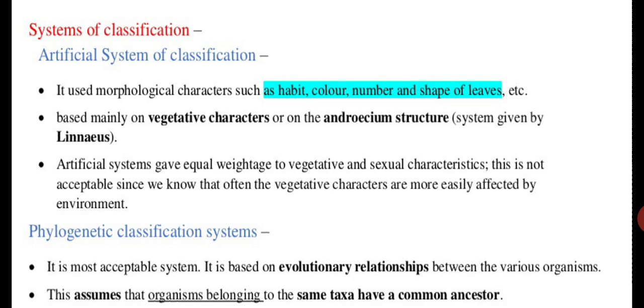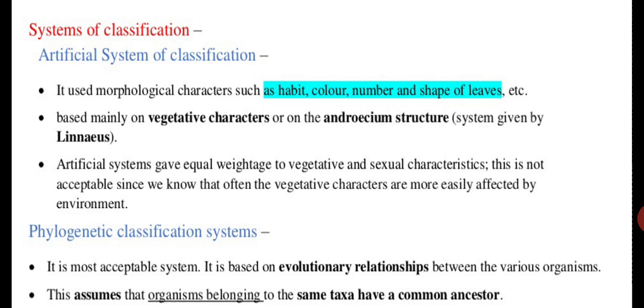Number one, there is the artificial system of classification. It uses morphological characters such as habit, color, number and shape of leaves, etc. It is based mainly on vegetative characters or on the Androecium characters, and the system was given by Linnaeus. The artificial system gives equal weightage to the vegetative and sexual characteristics. This is not acceptable since we know that often the vegetative characters are more easily affected by the environment.